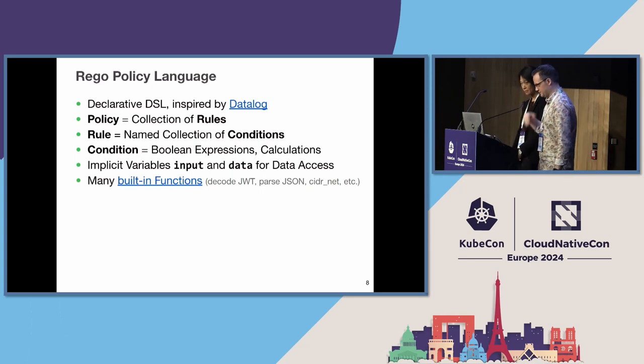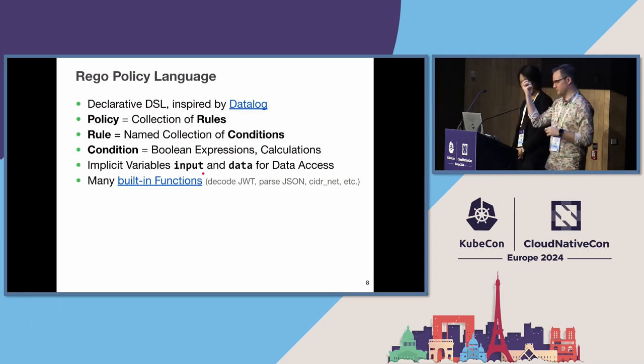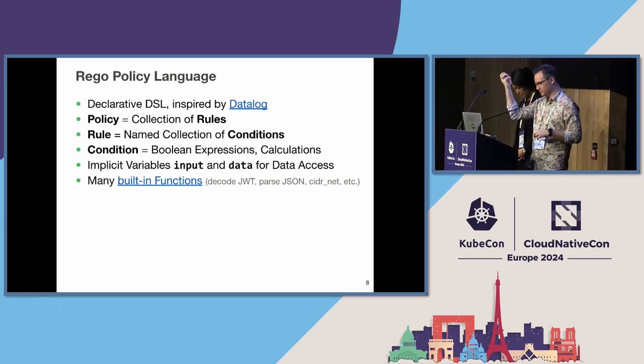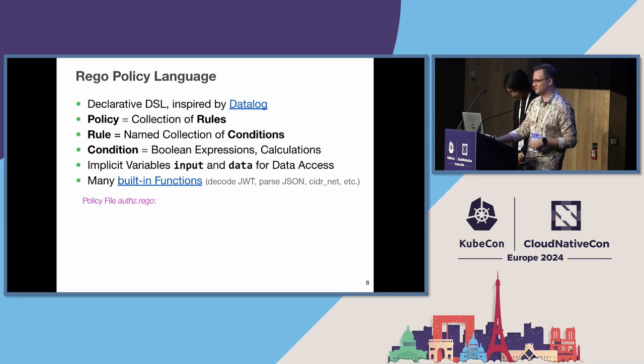So, as I said, this is all backed by a declarative policy language that is more or less inspired by a language called Datalog. What you define in this language are policies, which are effectively collections of rules. And a rule is effectively a named collection of conditions. And conditions are, of course, Boolean expressions or arbitrary calculations that form your policy logic. There are some implicit variables available, like you can refer to data that you receive in the access request via input, and you can access arbitrary data that is available in Open Policy Agent via data.